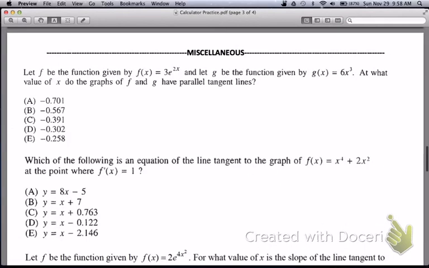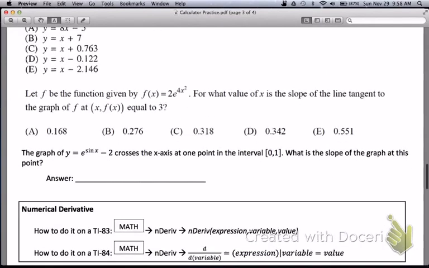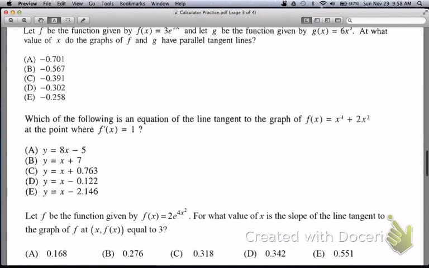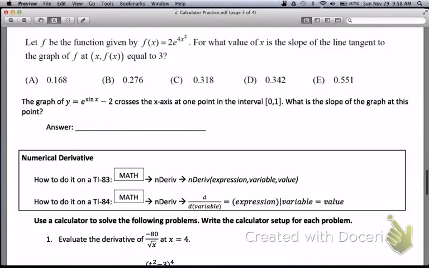For the miscellaneous ones, because these are all kind of different, I'm going to try and see if you guys can get those on your own. So there's 4 of those. I'm not going to necessarily go through those with you.